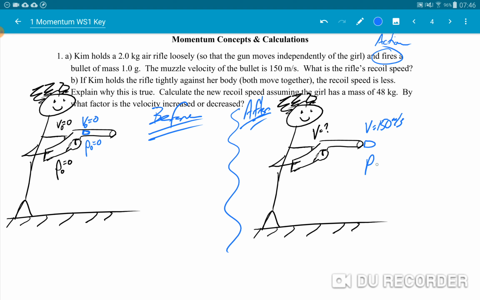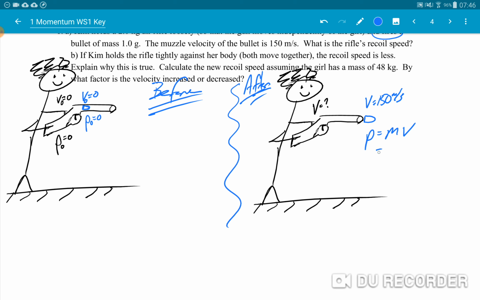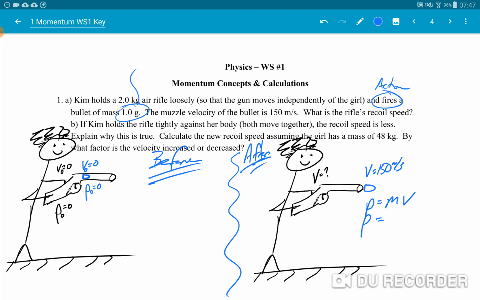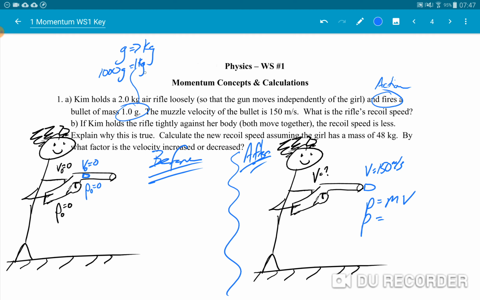I'm going to look at the momentum of this bullet afterwards. I know that it's just mass times velocity. So I look at the momentum of the bullet, and I see that the mass of that thing is 1 gram. Now, alarms are going off in my head because when I see grams, I go, wait, hold on, I need standard units, and gram isn't a standard unit. I need to convert grams into kilograms. And I remember that there are 1,000 grams in 1 kilogram. Kilo is a prefix for 1,000.